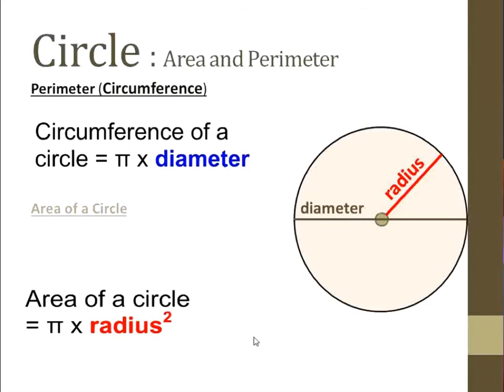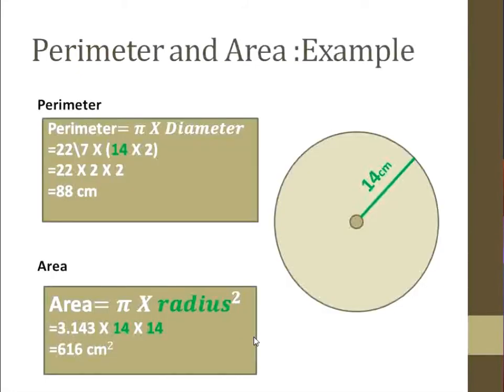Simple, right? In the event that you're not given the radius and you're given the diameter, you're first supposed to divide the diameter by 2 so as to obtain the radius. Then you raise the radius to the power of 2, then multiply by pi. Simple, right? This is an example with perimeter and area of a circle.